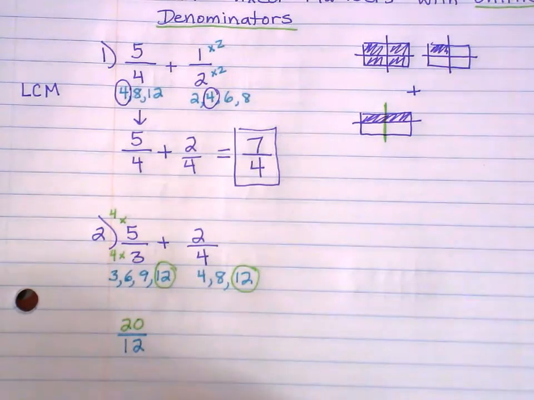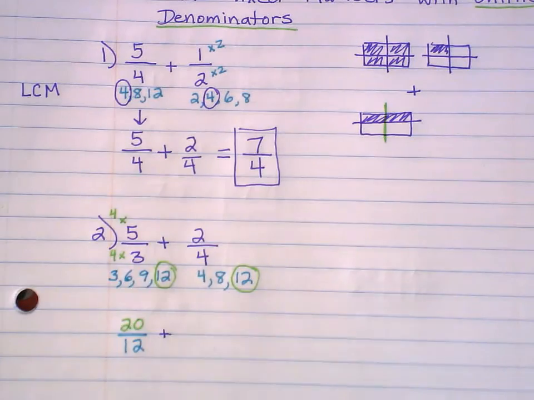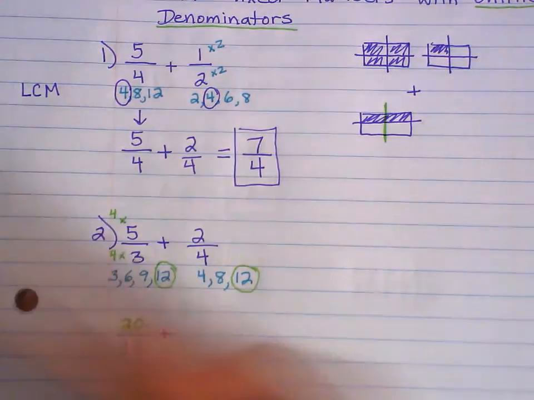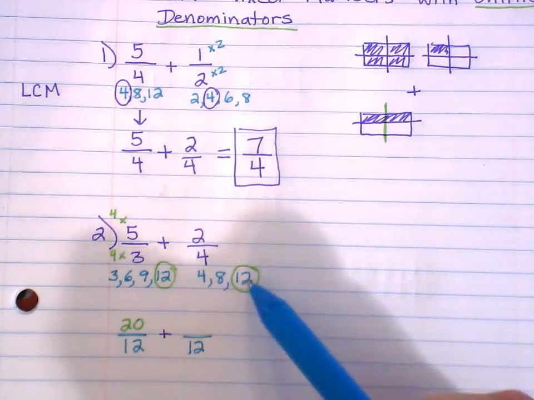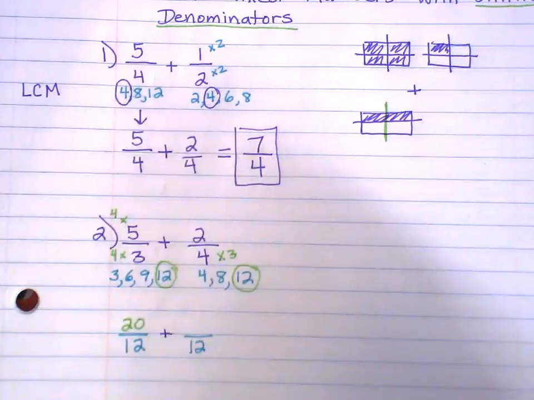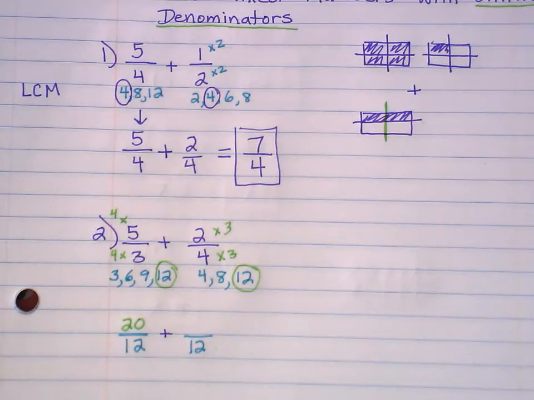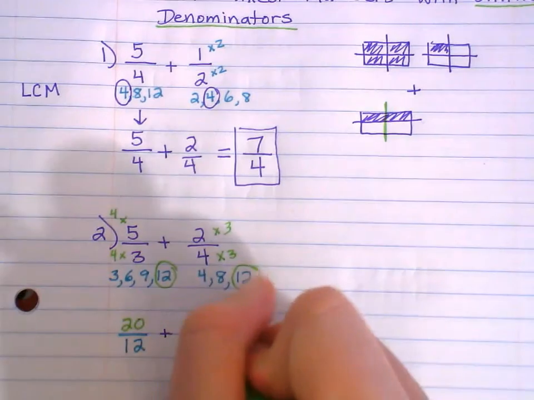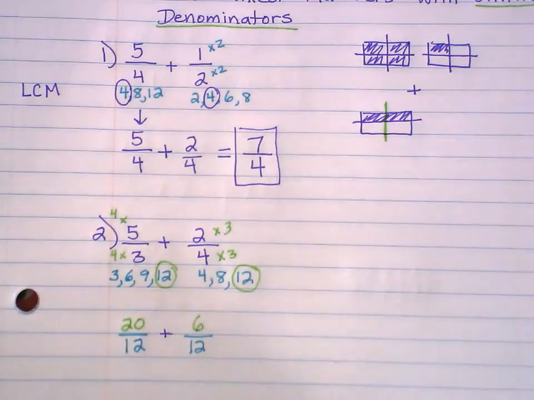We unsimplified it so that we can have a common denominator. All right, and now we're going to do 2 fourths. So how are we going to make that 4 become a 12? Well, we know that 4 times 1, 2, 3 is 12. So if we multiply the bottom by 3, we have to multiply the top by 3. So 2 times 3 is 6. So 6 twelfths. And now you just add the fractions.